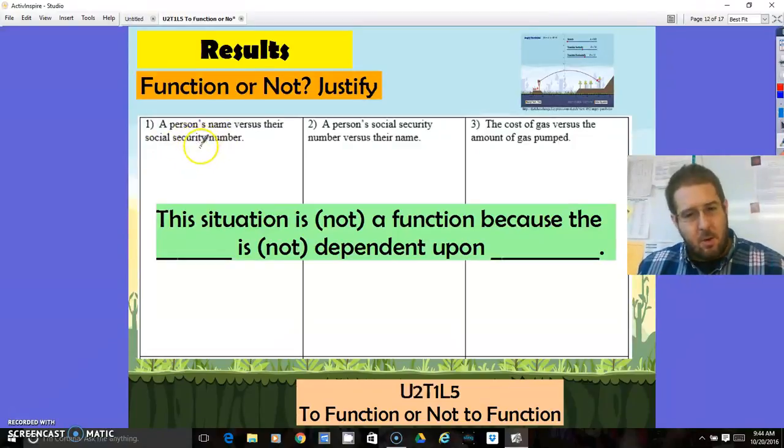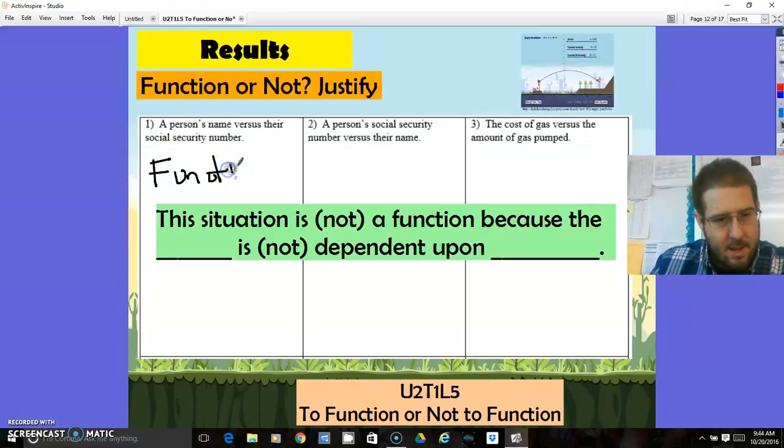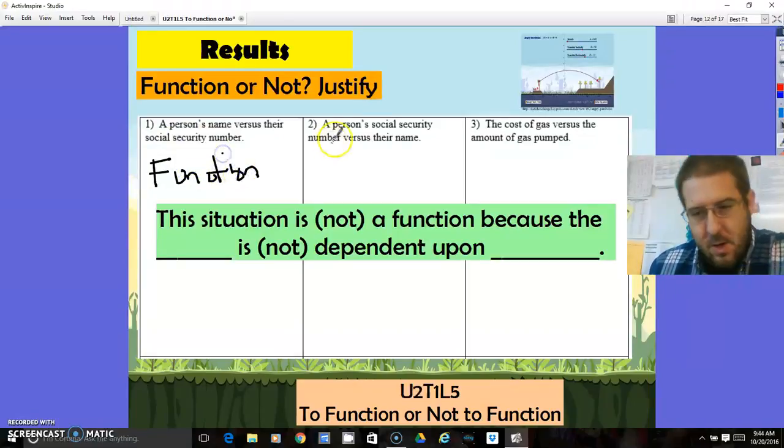If you say a social security number can only have one name to it, then you're saying that a name is dependent upon their social security number. Okay, that would make sense. And therefore, each social security number can only have one name, and therefore that is a function. Okay, so that's a better way of looking at it. I'm glad I thought that question through. Some of these questions can be a little bit tricky, as I just thought that one through.